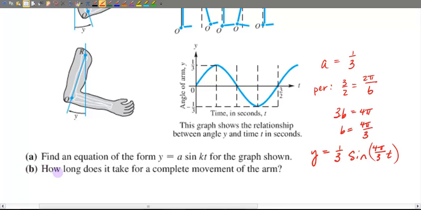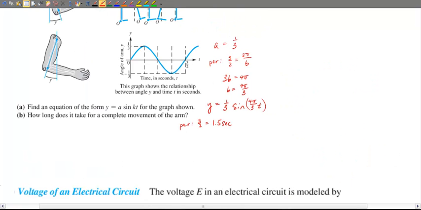Now part B says, okay, well, how long does it take for a complete movement of the arm? What is that really asking you? A complete movement of the arm occurs in one period. Therefore, the answer to this would be the period, which is 3/2, or a better way to say that is 1.5 seconds. So if we're given a graph, then we can work backwards based on the graph to determine what the equation of that graph is.